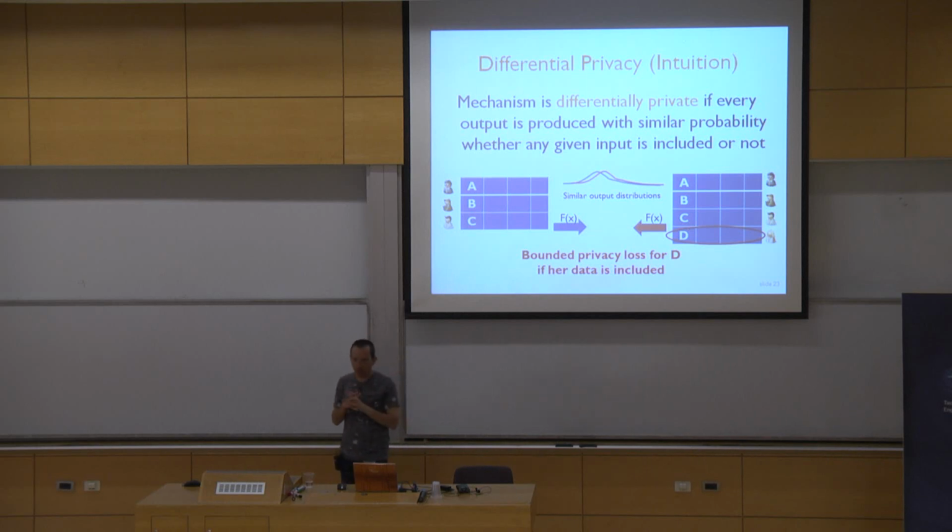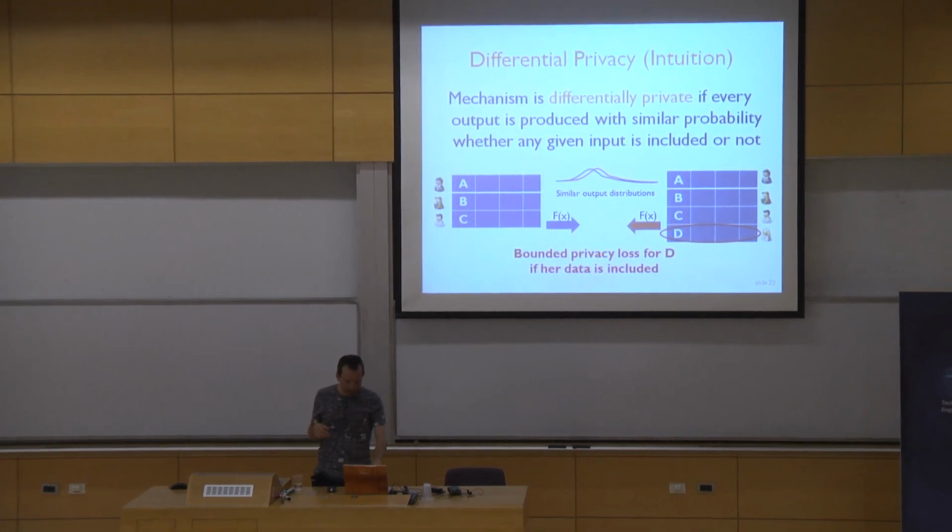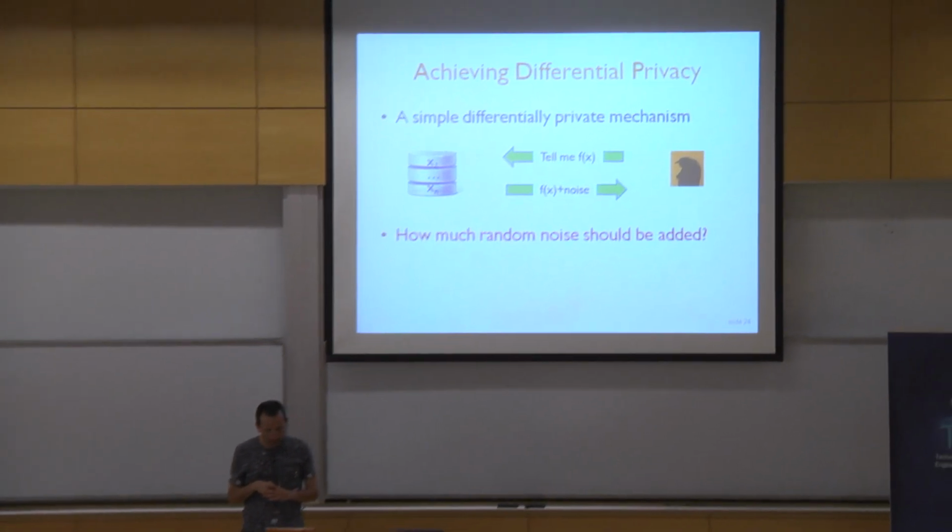So let me go back again to differential privacy and remind you of this intuitive definition. The intuition here is the mechanism is differentially private if any output is produced with similar probability, whether any given input is included or not. And you get a bounded privacy loss effectively for every participant. Somewhat subtle notion, but it's the only one we've got, so that's what we'll try to achieve here.